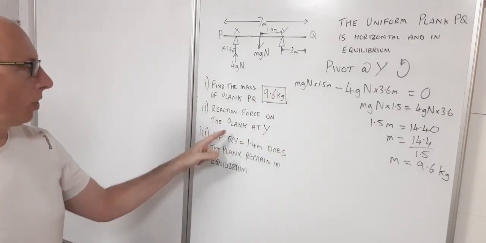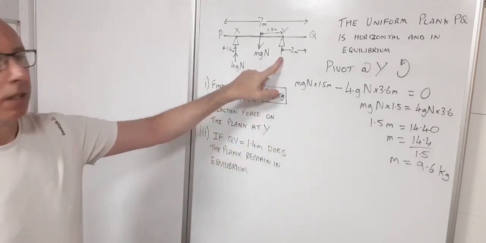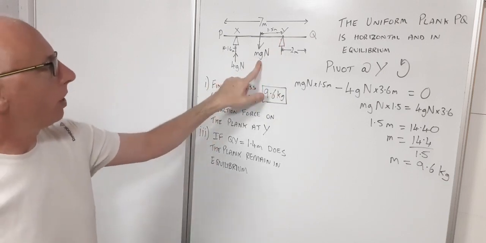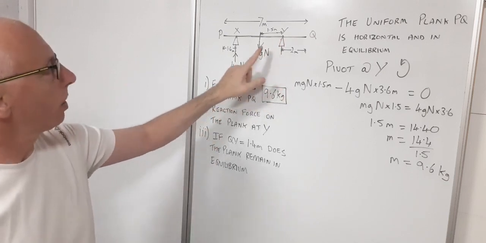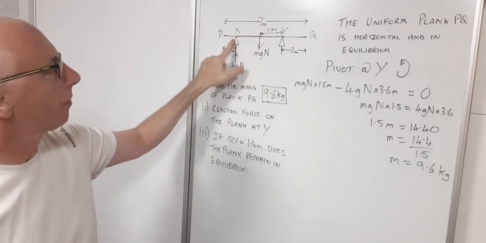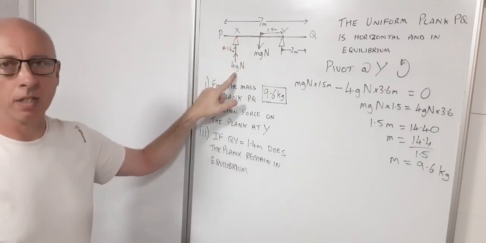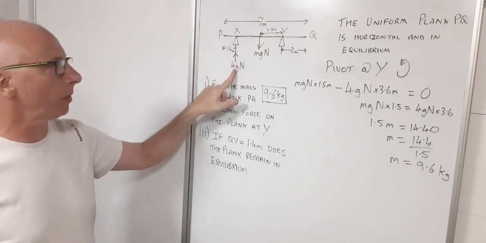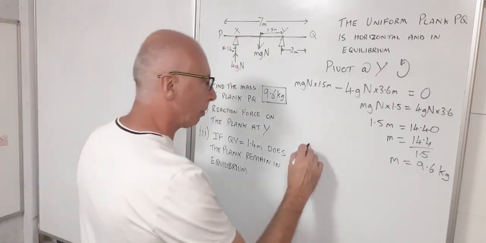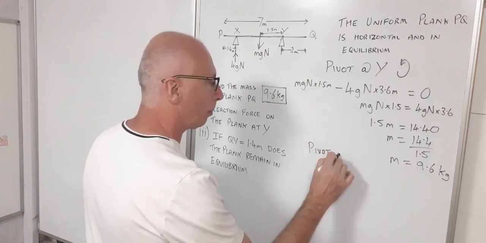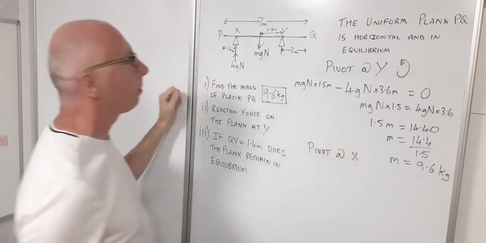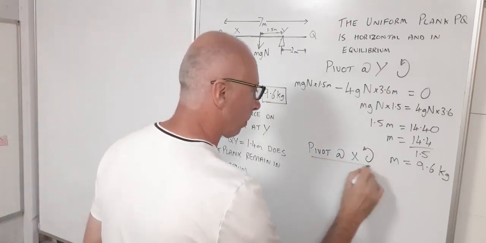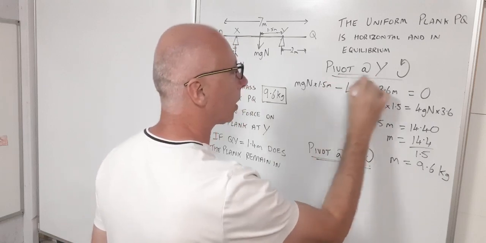Now we need the reaction force on the plank at Y. So what force is this creating? We know this force, we know this force, we don't know this force. So we can set a pivot either here or here. I'm going to choose point X, because that looks like the easiest one to do, because then that just becomes 0. So now pivot at the point X, and we can go counterclockwise again. That's absolutely fine. You can pick wherever you want and which direction you want for each of the pivots.